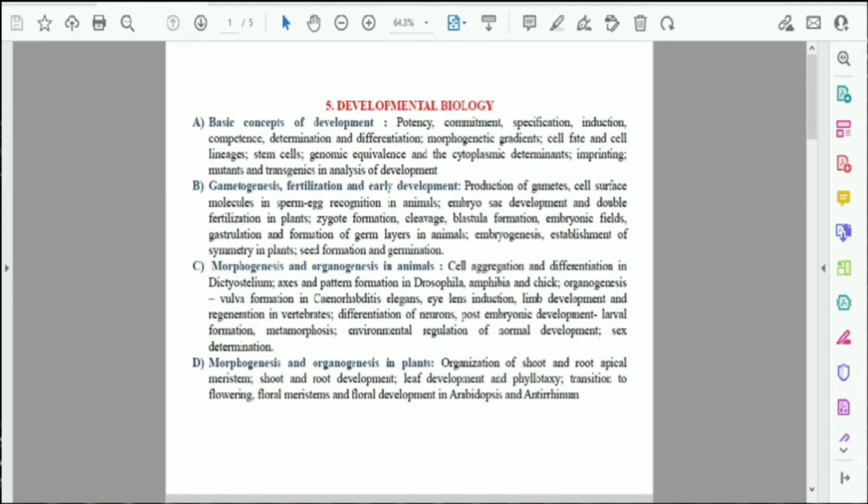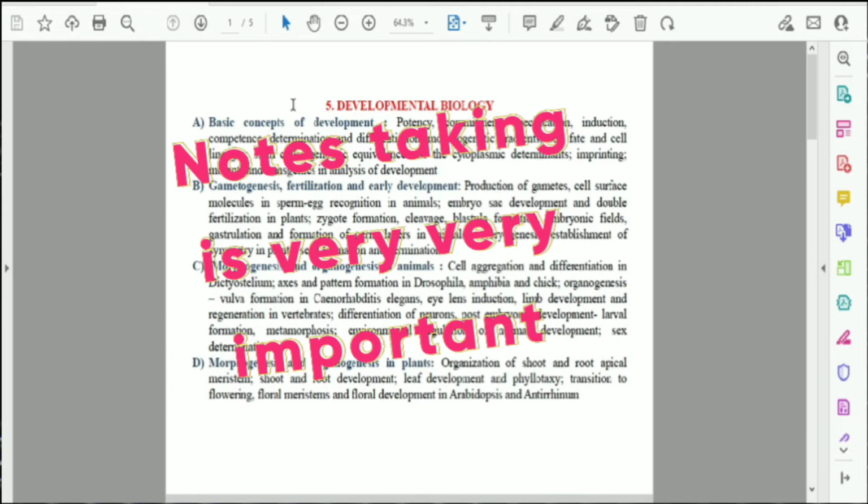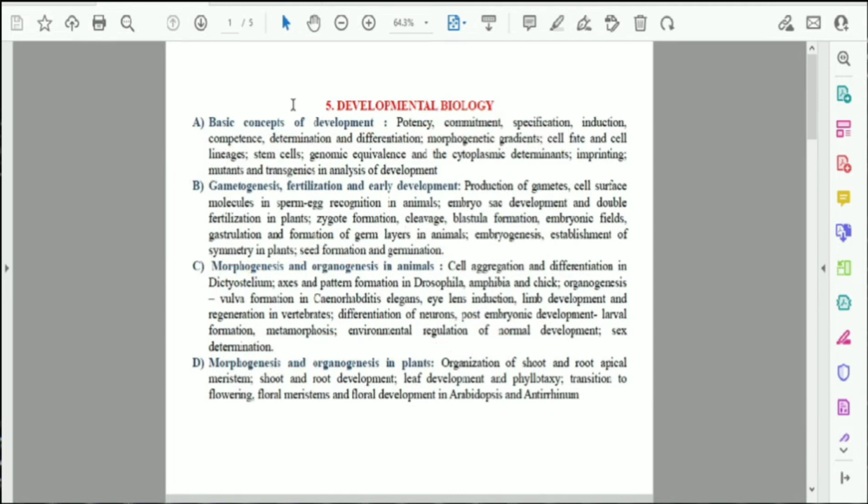Try to write the syllabus on the first page of your notebook with different colored pens. This will definitely help you the day before the examination, or one week before your examination, and you can refer only to those concepts. Taking notes is very important for CSIR NET examinations, because the syllabus is bulky and you are referring to various sources. If you don't take notes, then definitely you will forget.